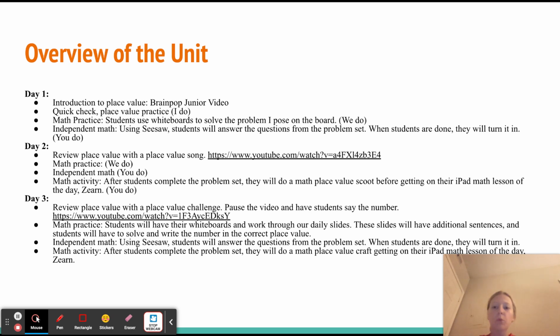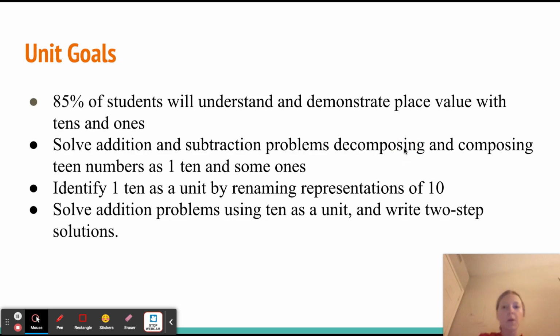And then independent math, where students are using Seesaw, which is an app. They answer questions from the problem set. When students are done, they will turn it in, which is their "you do." Same setup for day 2 and 3, but after their Seesaw activity on day 2, they will do a place value scoot. And then on day 3, they will do a place value craft. So that's my place value overview.